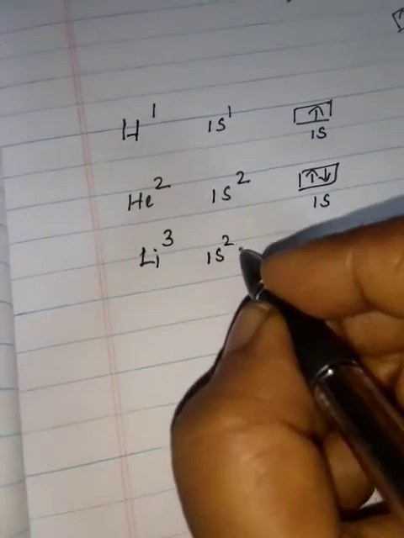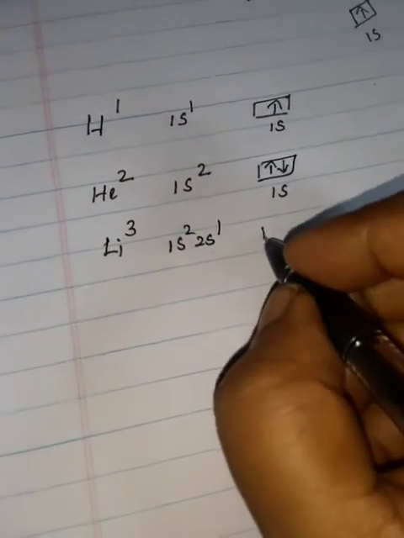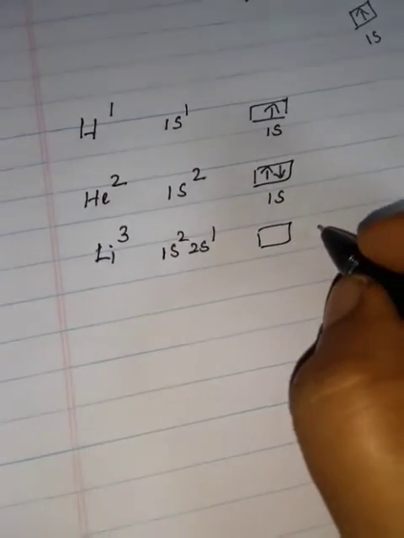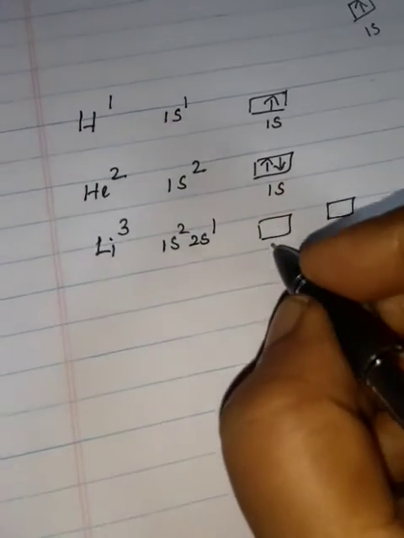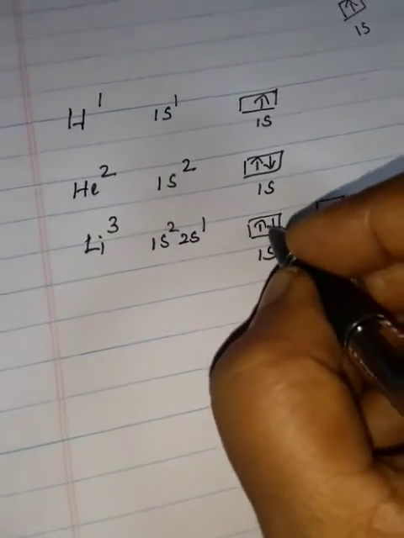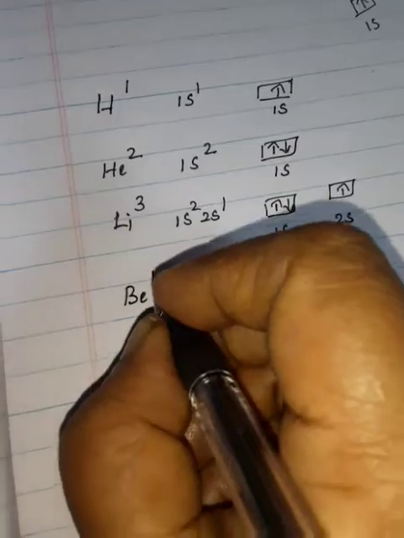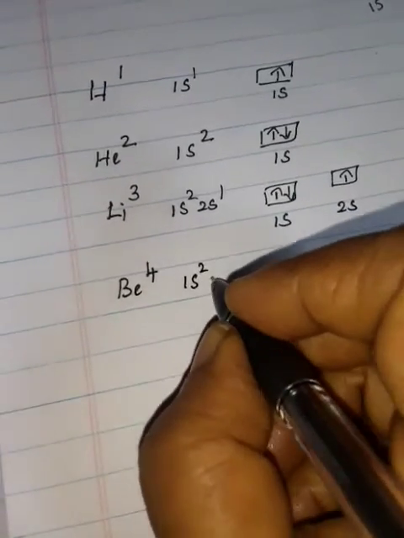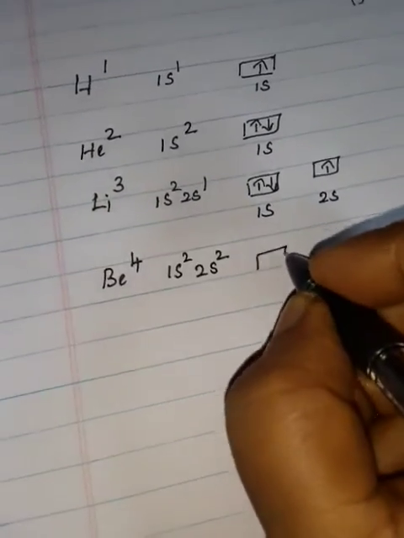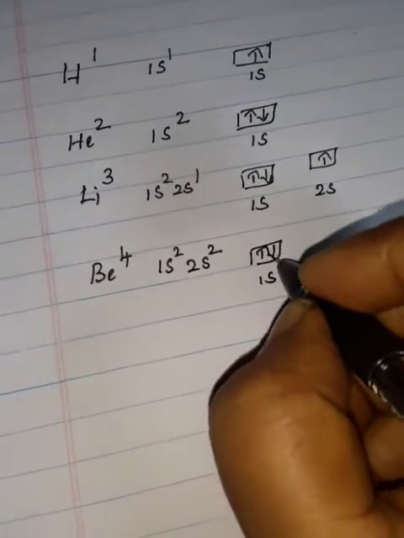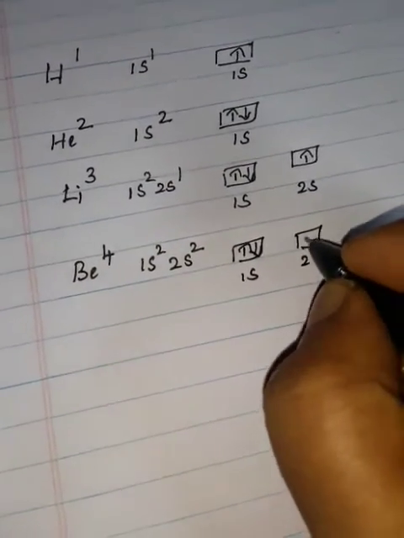Next, lithium, atomic number 3, configuration 1s2, 2s1. So in the orbital diagram, 1s has 2 electrons having opposite spin, and 2s has only 1 electron. Next, beryllium, atomic number 4, configuration 1s2, 2s2. So 1s has 2 electrons, and 2s also has 2 electrons having opposite spin.